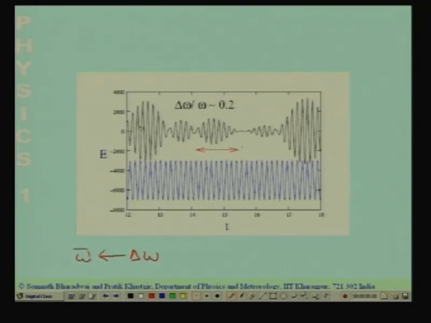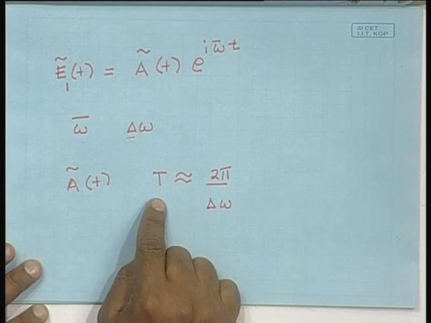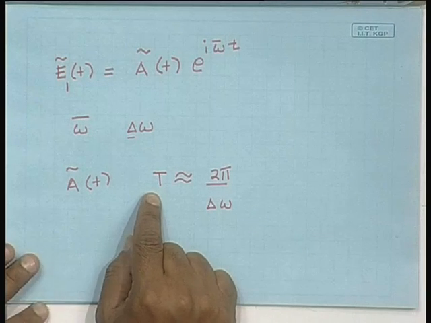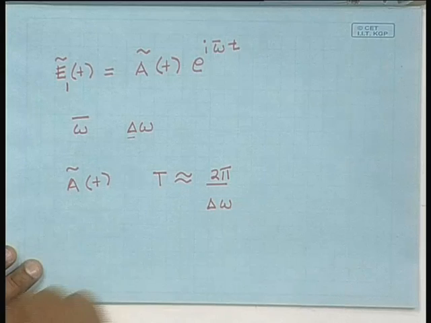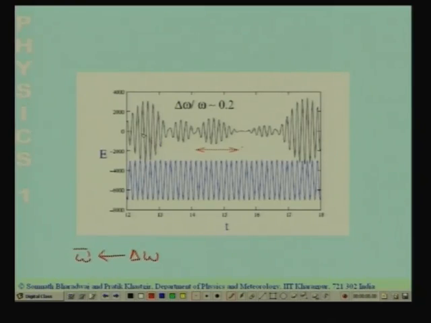You can see that the fast oscillations here look very much like the oscillations in the lower curve, but the amplitude of this oscillation changes with time, whereas this is a pure sinusoid, and its amplitude remains fixed. The amplitude of this oscillation changes slowly with time. I have just told you that the time scale at which you expect the amplitude of the oscillations to change is 2 pi by delta omega. So, you see here that the amplitude is changing at a scale which is quite large compared to the fast oscillations.